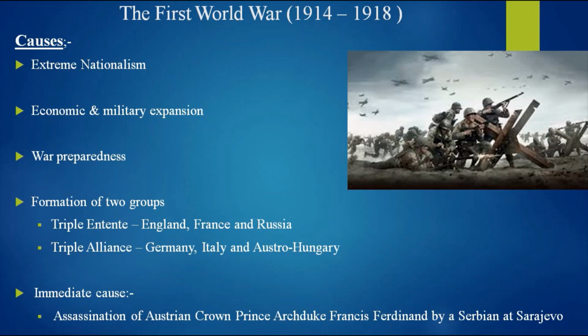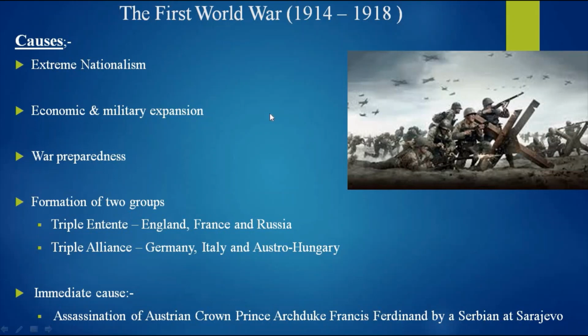For a war to start, one spark is necessary, like a spark plug for a bike. The immediate cause is important. Both sides were waiting, in a very hot condition like a volcano, and one small reason was necessary. What is the immediate cause of the First World War? The assassination of the Austrian Crown Prince Archduke Francis Ferdinand by a Serbian at Sarajevo in 1914 is the immediate cause.